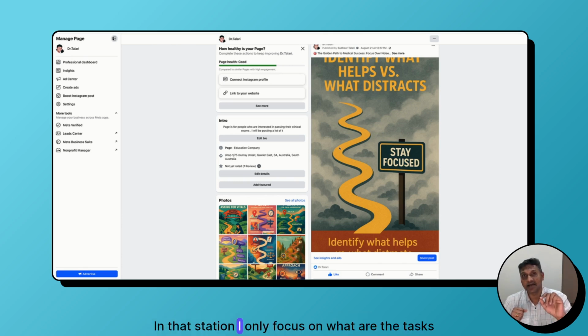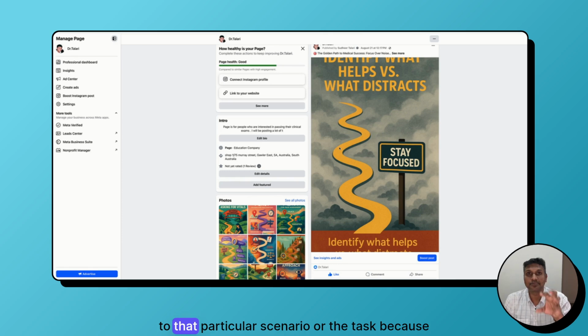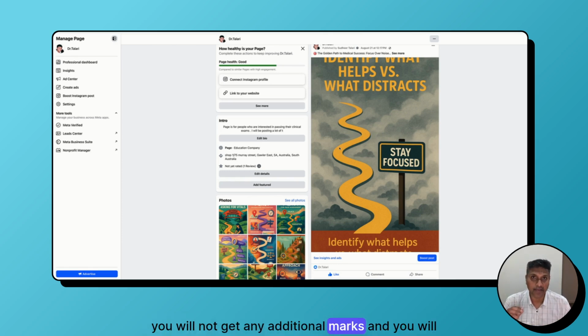In that station, I only focus on what are the tasks that are important. Don't think too much. If they say take history, focus on history. If they say counsel the patient about contraception, just stick to that. Don't get distracted. Don't ask any history. Don't do any examination that will not lead you to that particular scenario or the task, because you will not get any additional marks and you will waste your valuable time and you will probably fail yourself.